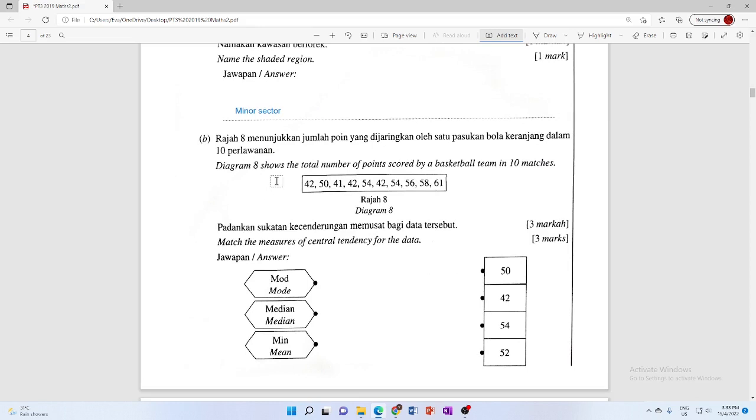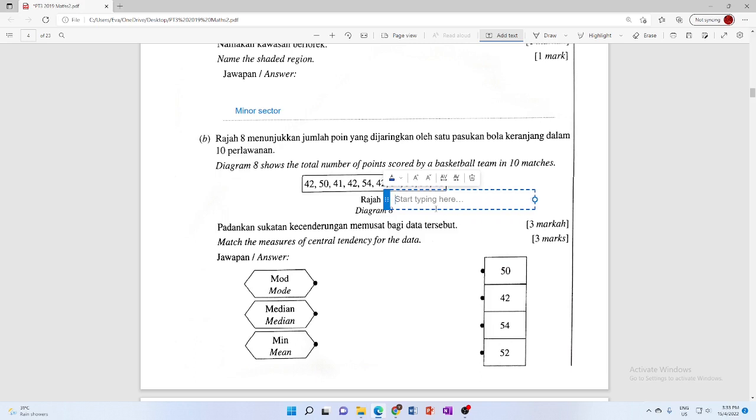Okay, question B. Diagram 8 shows the total number of points scored by a basketball team in 10 matches. So we need to find out the mode, median, and mean. First thing we need to do is to arrange the numbers in ascending order. So we need to arrange the numbers.